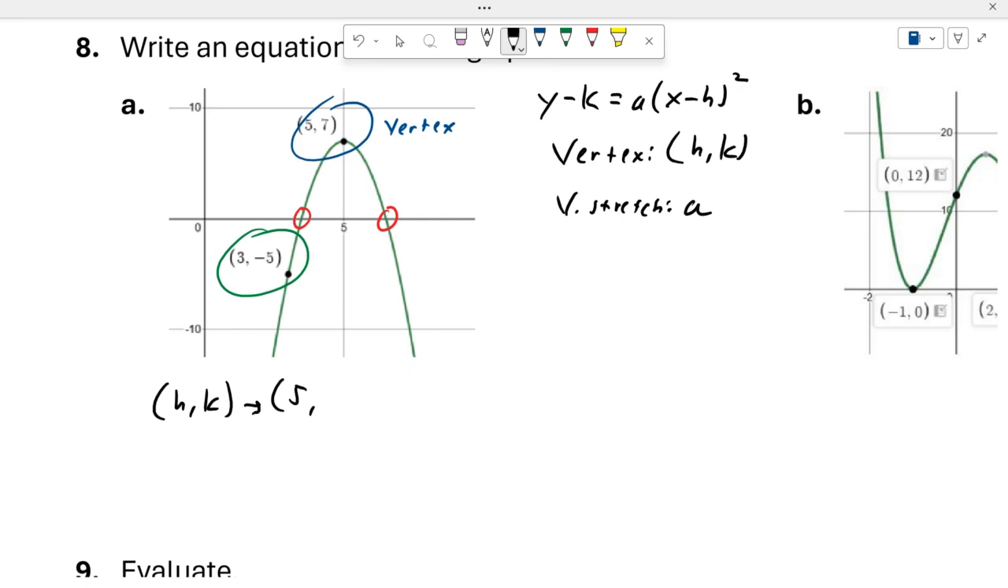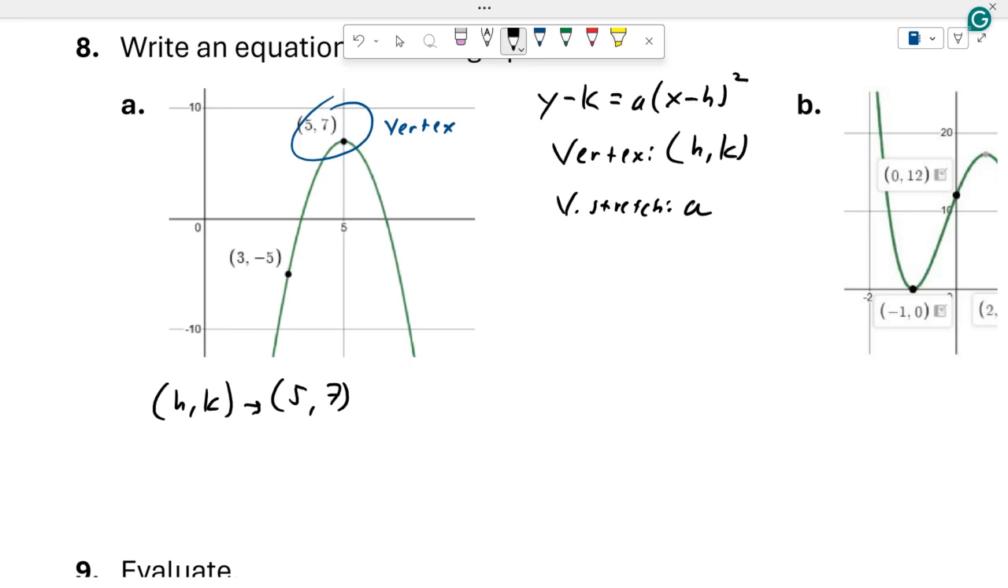K is the y coordinate of my vertex, and they tell us that's 7. That's great. They're kind of doing the work for us. So all I need now is my vertical stretch, which is A. This is where the other point kicks in, right? So far we haven't really used the 3, -5, but the vertex certainly tells us a lot of information, but the vertex is not going to tell us what the vertical stretch is. So I need to find the vertical stretch.